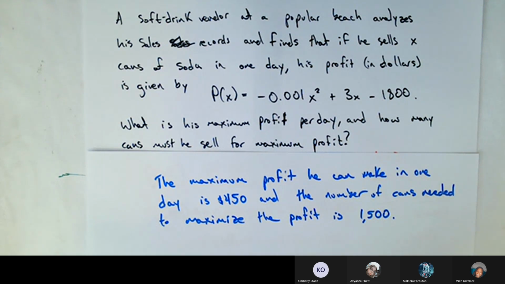So this is legitimate math that people are interested in in the real world, people that run businesses and stuff. This is an example of even just a quadratic function, which is a pretty simple function when you get down to it.